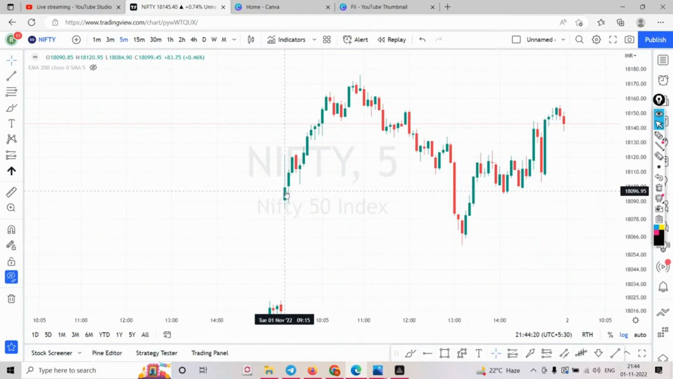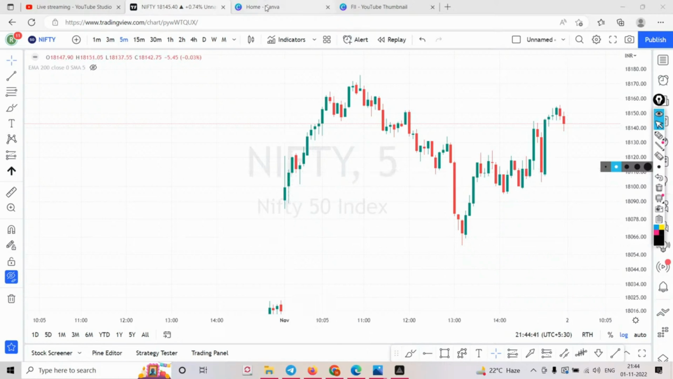Market opened at 9:15. Check this bottom, 9:15. The market was somewhere at 18,100. Check this price, 18,100, the horizontal line. Right now, at the 9:15 and 9:20 candle, check, the market was still playing at 18,100.